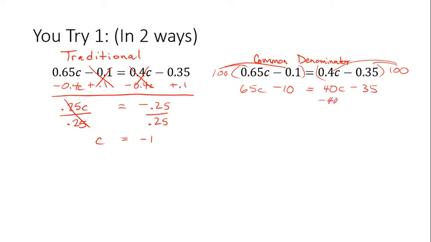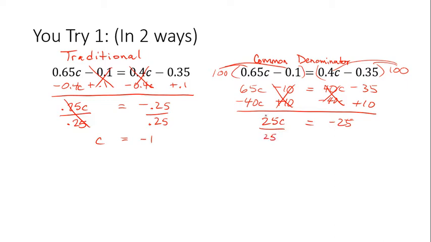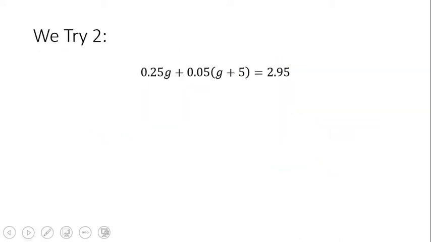Then, just as before, I took all the c's to the left side and took everything else to the right side. Then when the dust settles, we have 25c equals negative 25. Divide both sides by 25 to get c is equal to negative 1. There we go. Excellent. Let's try another one.